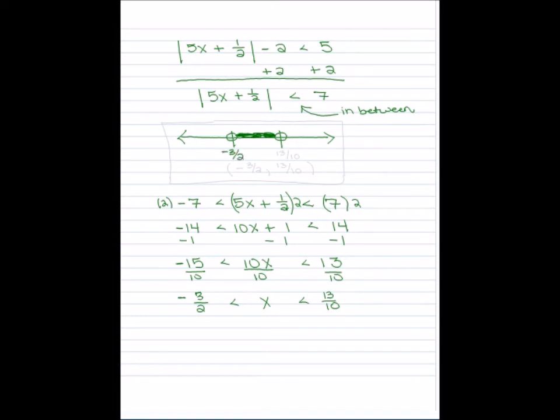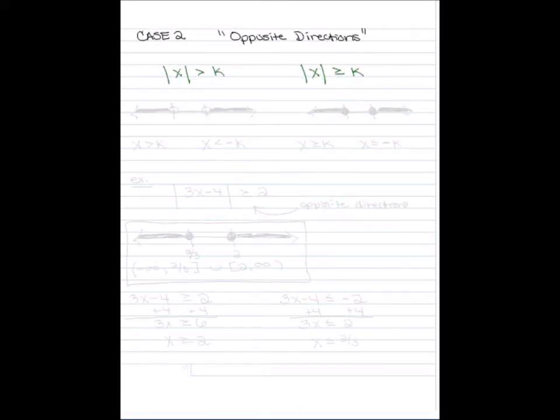So I put these numbers on my number line, negative 3 over 2 and 13 over 10, and this is my solution. I want to put this in interval notation, so parentheses, negative 3 over 2 and 13 over 10, parentheses. Case number 2. Case number 2 is called opposite directions.